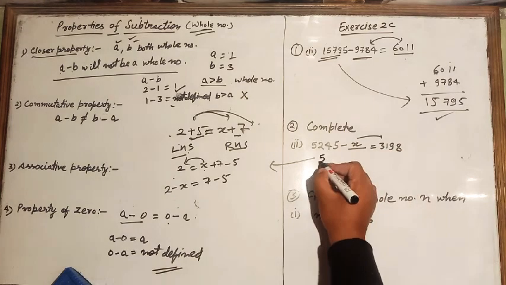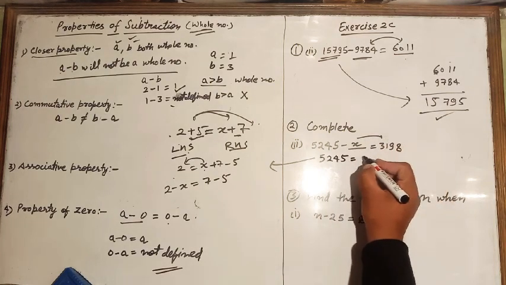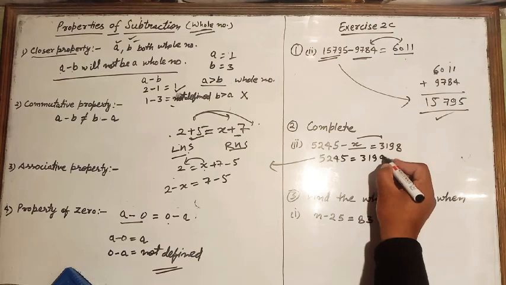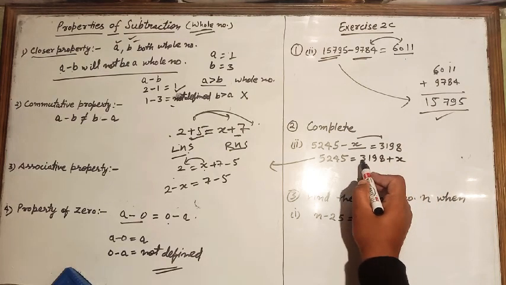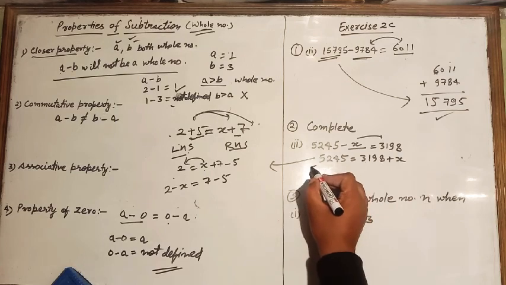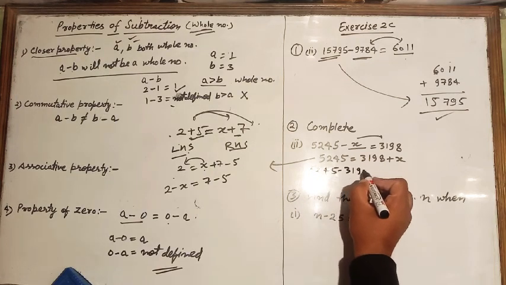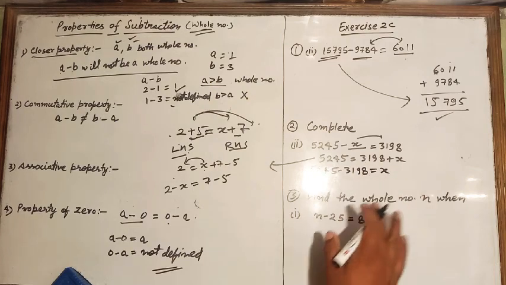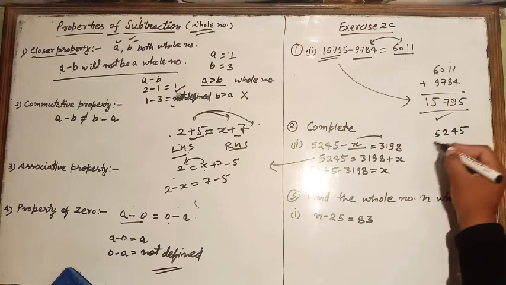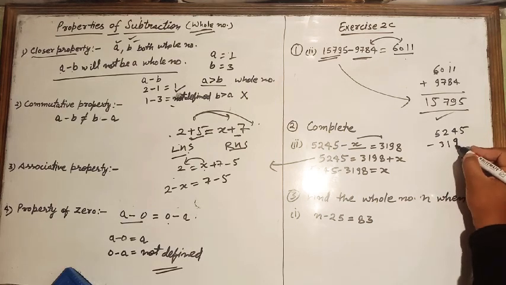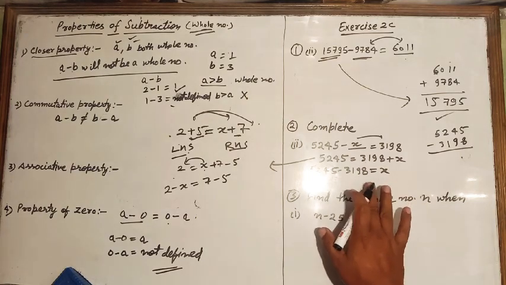See, 5245 as it is I will write, and this x I have sent here, 3198 plus x it will become. Now I will send this one. This is a positive number here, so it will be subtracted: 5245 minus 3198 is equal to x. So what will be the value of x? We can subtract 5245 minus 3198. Whatever will be the result, that will be the value of x.